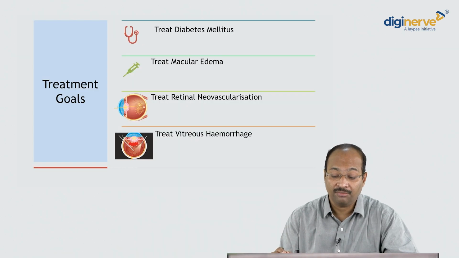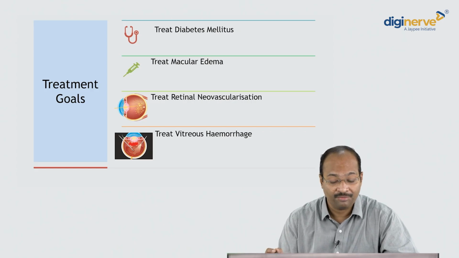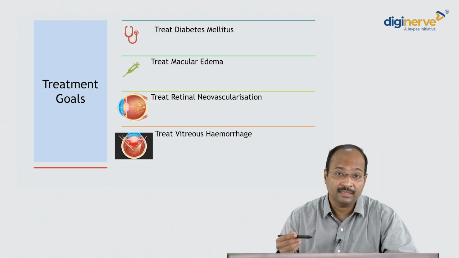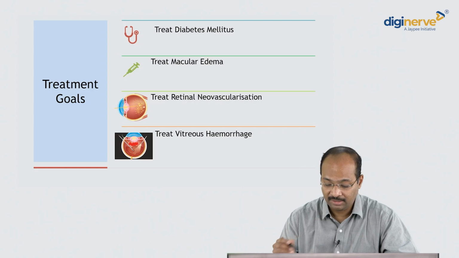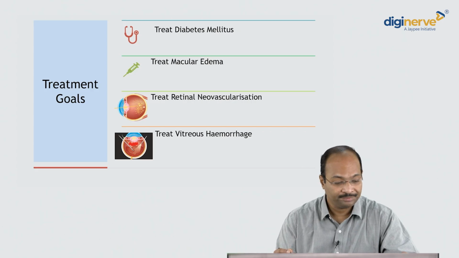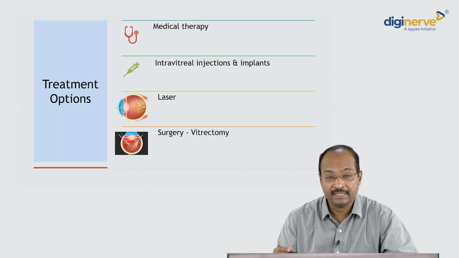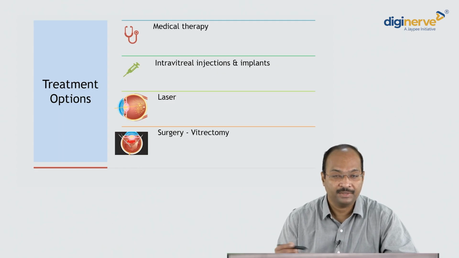So moving on to our treatment goals, we have to treat the primary pathology, the offending pathology, diabetes mellitus, obviously first. Then we have to treat the other vision-threatening aspects of diabetic retinopathy: the macular edema, the retinal neovascularization, the hemorrhage. So our treatment options to do this are: A, institute medical therapy to take care of the diabetes. Intravitreal injections and implants are there. We have lasers and the surgical option, which is vitrectomy.